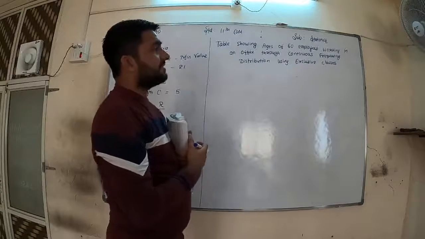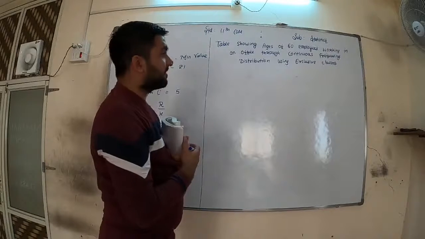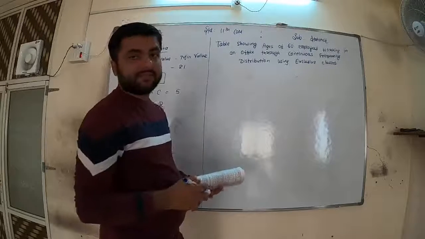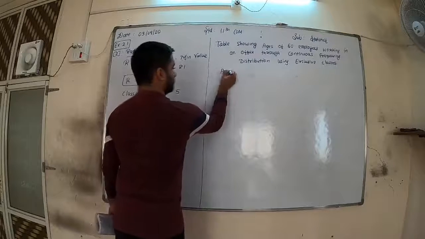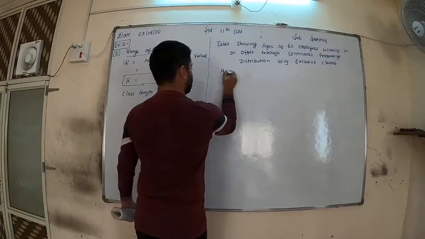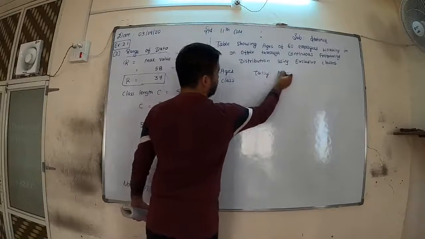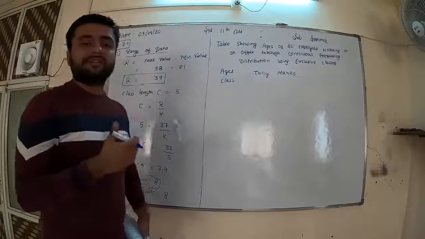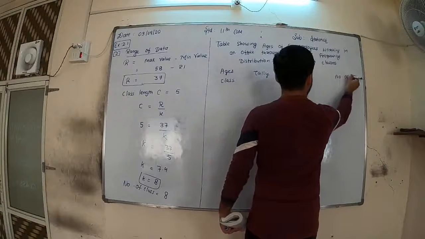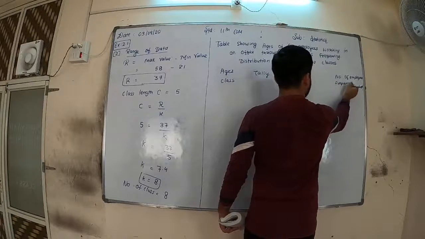Table showing ages of 60 employees working in an office. So number of employees will be our frequency and ages will be X, through continuous frequency distribution using exclusive classes. Now, as our number of employees is frequency, so age will be recorded here. Ages, that is class. Then tally marks. Now these tally marks are very important because it is such a long data. And number of employees, that is frequency F.